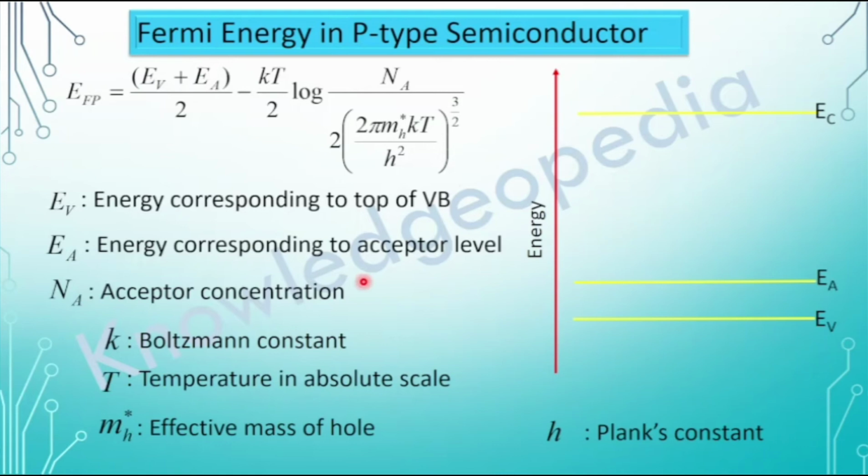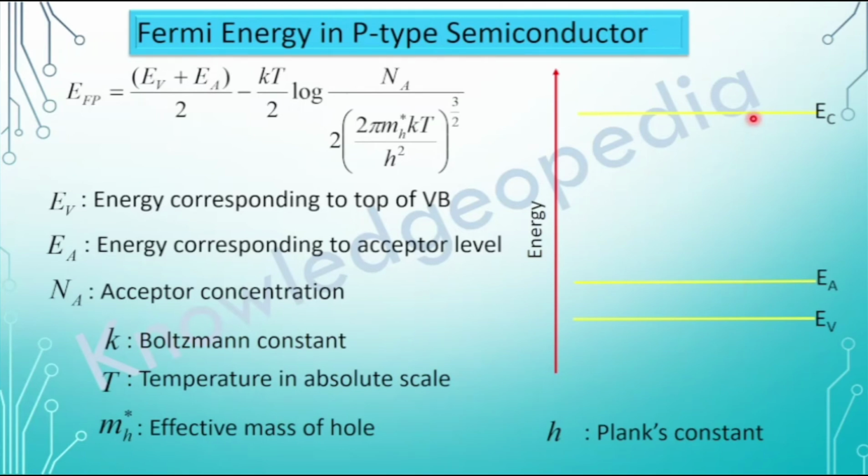To have a p-type semiconductor, we need to dope the intrinsic semiconductor with group 3 elements, and group 3 elements lack electrons. That means they can easily accept an electron because their valency is 3. They need one more electron to have that stable state. We have seen that the acceptor level lies just above the valence band. So this is the energy corresponding to the acceptor level.